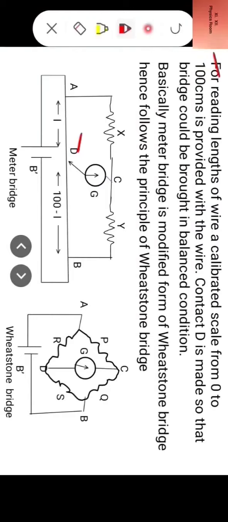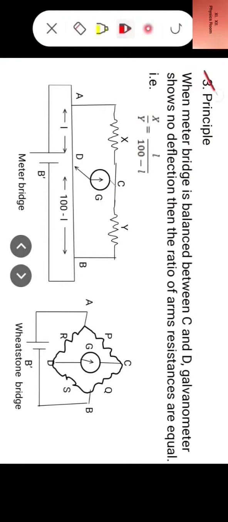Basically, meter bridge is a modified form of Wheatstone bridge, hence follows the principle of Wheatstone bridge. 3. Principle of meter bridge. When meter bridge is balanced between C and D, galvanometer shows no deflection, then the ratio of arm resistances are equal. That is, X by Y is equal to L over 100 minus L. So this part is L and this part is 100 minus L.